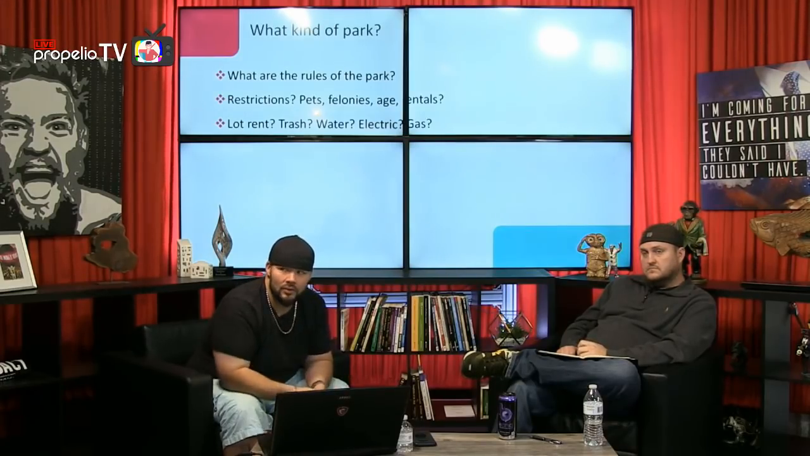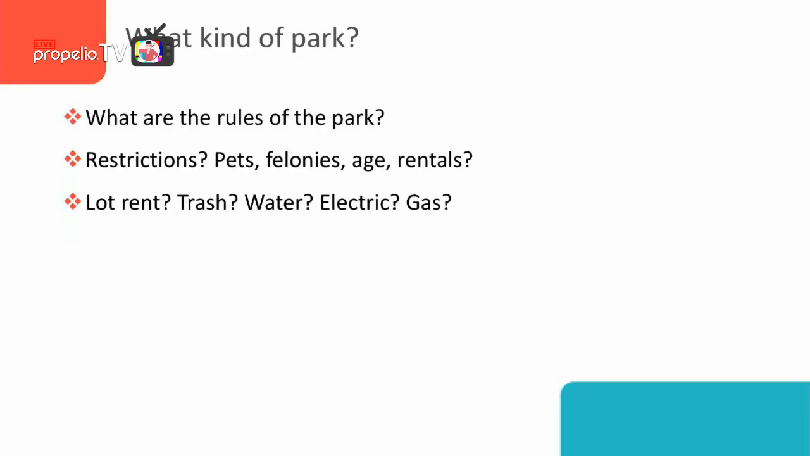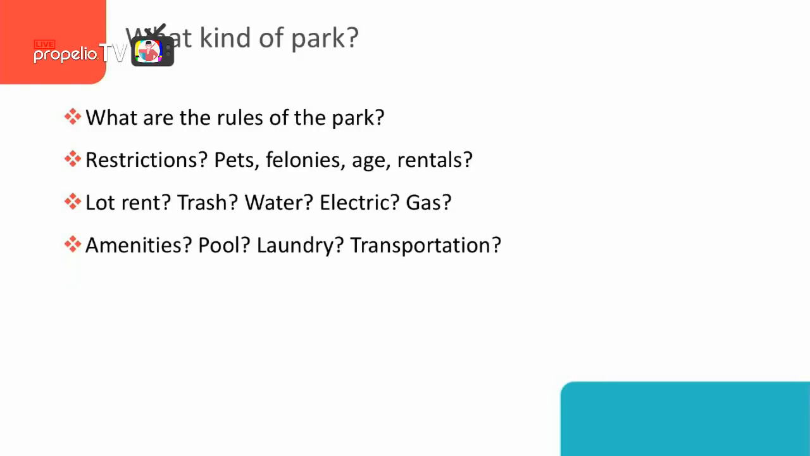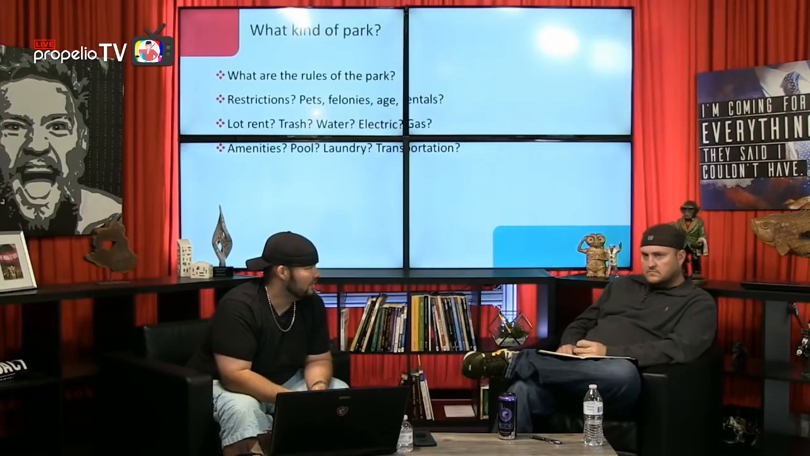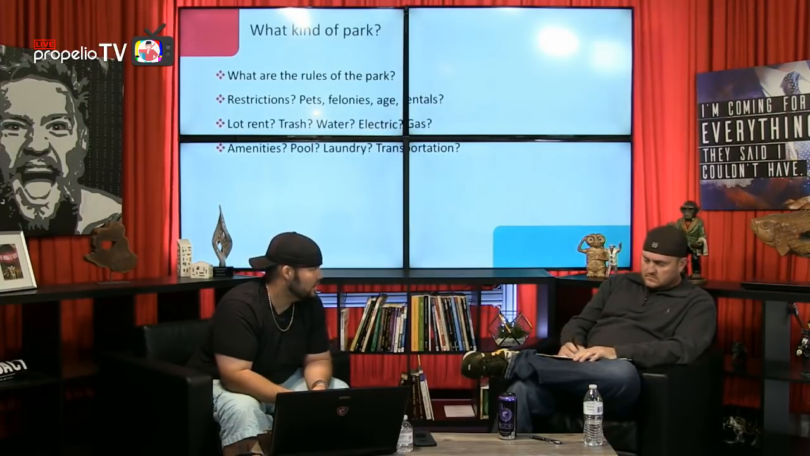So I need to figure out what's going on with the lot rent, the trash, the water, the electric, the gas. What kind of amenities are there? If I'm looking in a specific area, does it have a pool? Does the park have a pool? Does it have a laundry? Does it have access to low-income transportation?